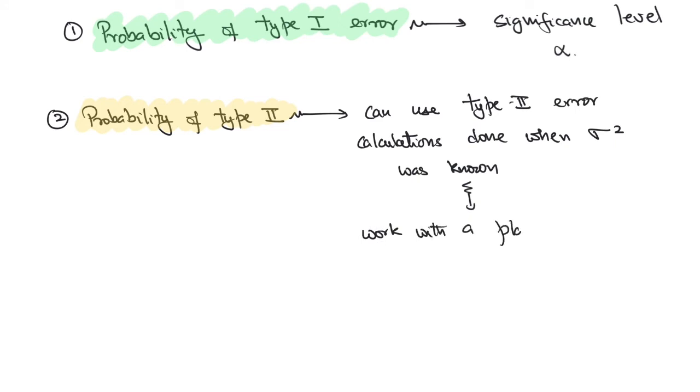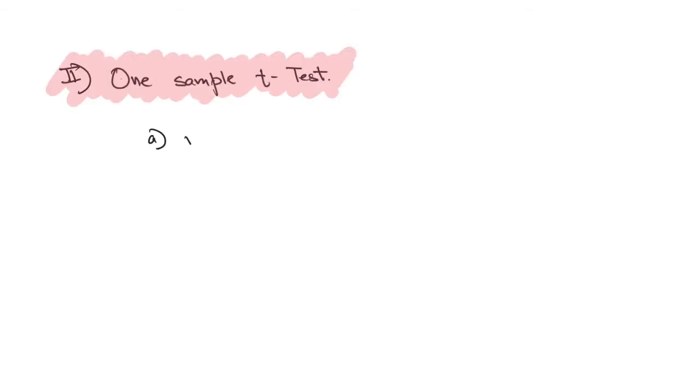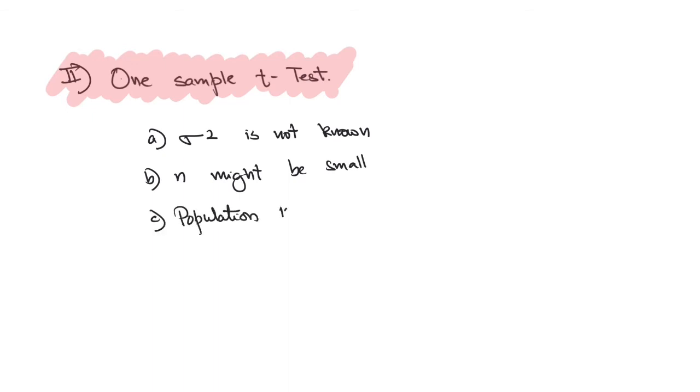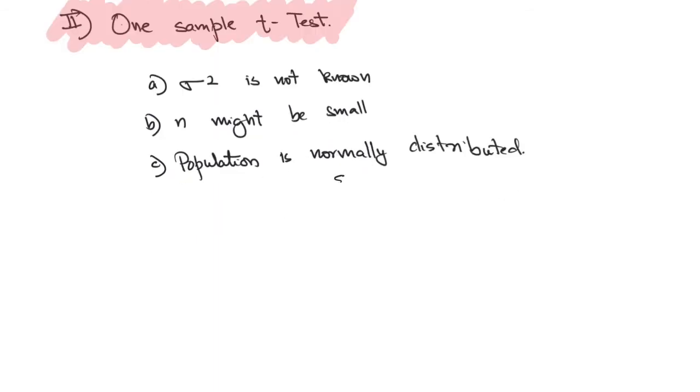We next move on to the one sample t-test. In this setting, we are working under the assumption that the population variance sigma squared is not known, that n, the sample size, might be small, and that the population is normally distributed. This is a very important assumption.